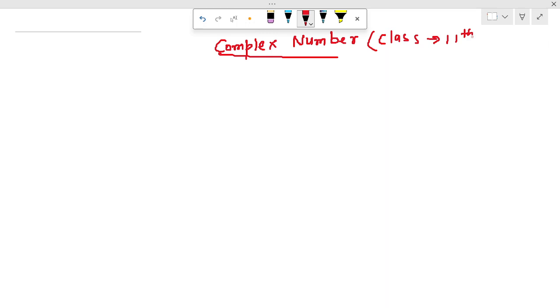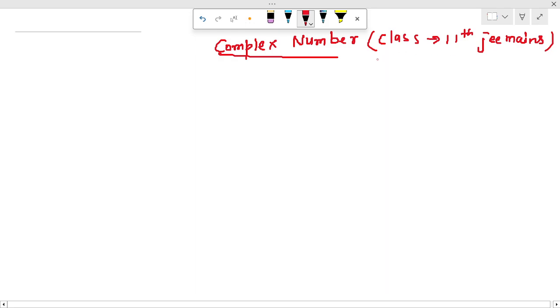Today I am starting class 11 mathematics, the algebra portion, and the topic name is complex number. This is basically class 11 mathematics and also useful for JEE Mains and Advanced. Okay, what is a complex number?